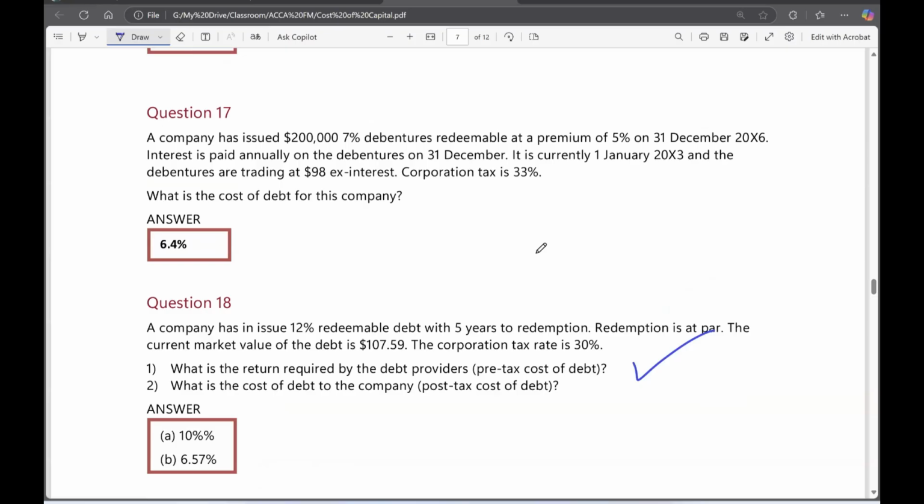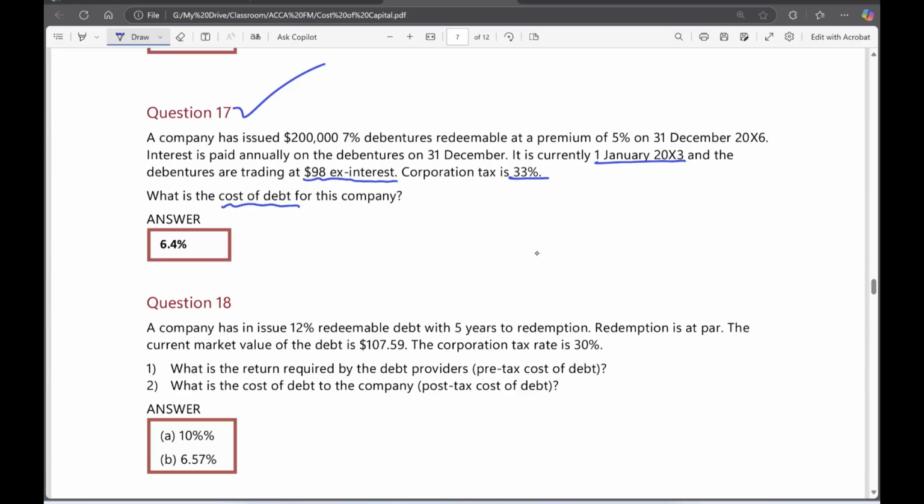Okay, let's try question number 17 from here. A company has issued $200,000 7% debentures redeemable at a premium of 5% on December 31st, 2006. Interest is paid annually on 31st December. Currently, it is 1st January 2003 and the debentures are trading at 98 ex interest. Corporation tax is 33%. What is the cost of debt to this company?